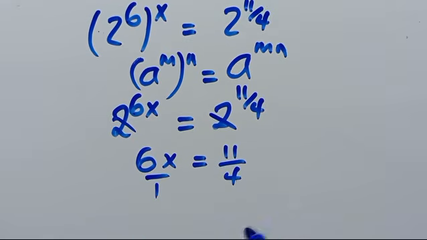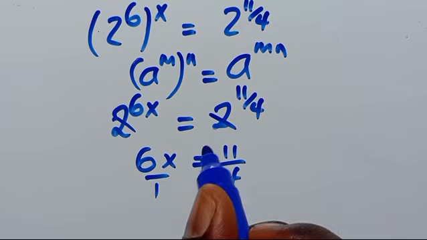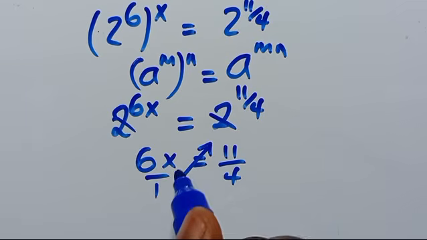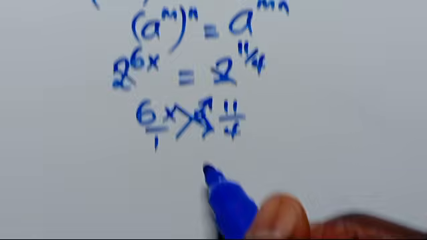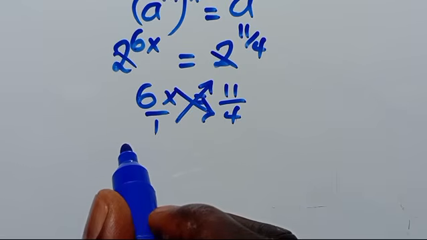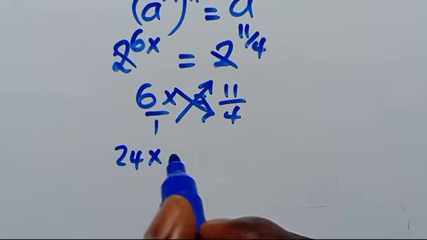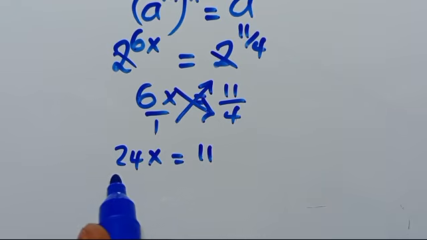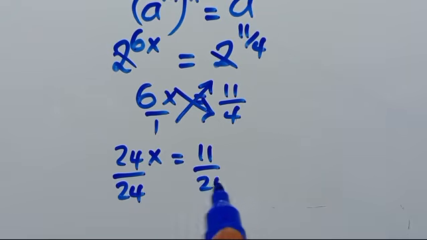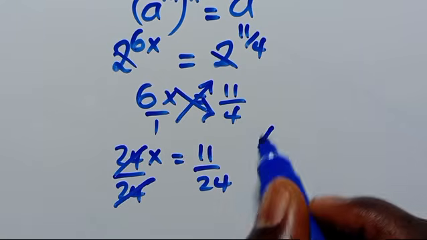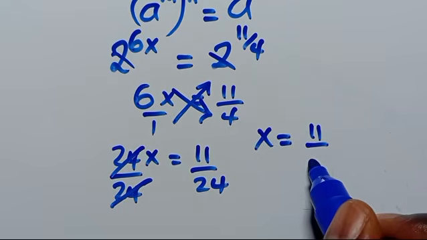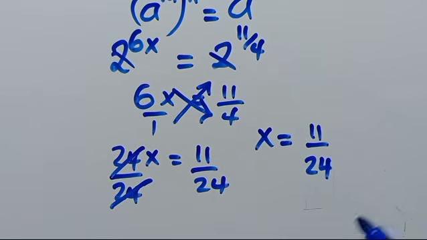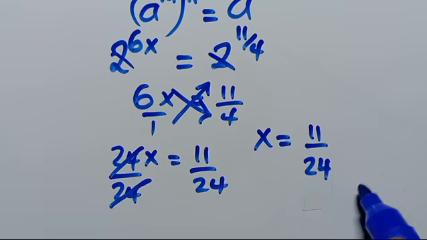By cross multiplying, this will go here like this, then this will come here like this. So we are going to have 24x equals 11. Dividing through by 24, this will cancel out this. We have x equals 11 over 24. So we have here to be 11 over 24.